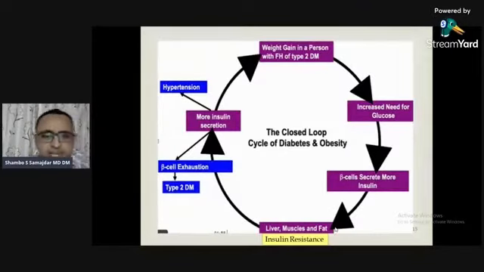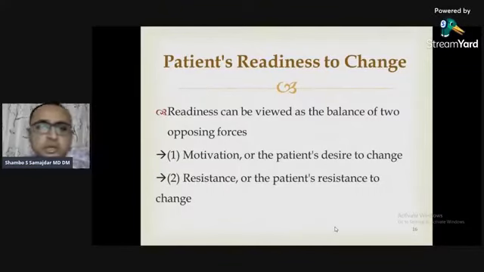So this is a closed loop cycle of diabetes and obesity. Weight gain in persons with a family history of type 2 diabetes increases the need for insulin as body weight increases. So the beta cell secretes more insulin, but unfortunately these patients have insulin resistance at the level of liver, muscle and fat. So that also leads to more insulin secretion to counter that glucose increase. So ultimately there will be a higher insulin level, and this cycle will go on and on. This hyperinsulinemia will be responsible for developing hypertension, and also it is going to destroy beta cells, and ultimately type 2 diabetes develops, and the pathophysiology goes on and on.